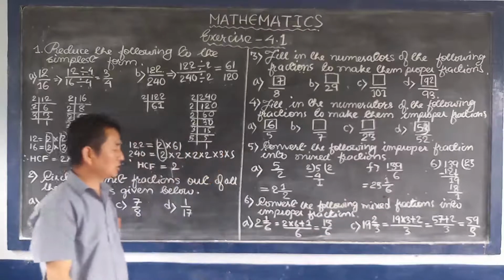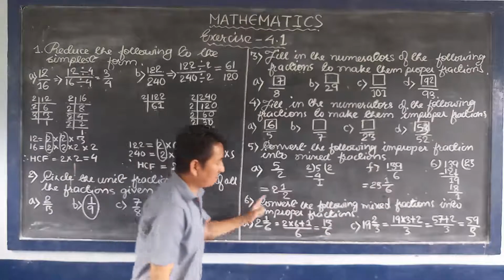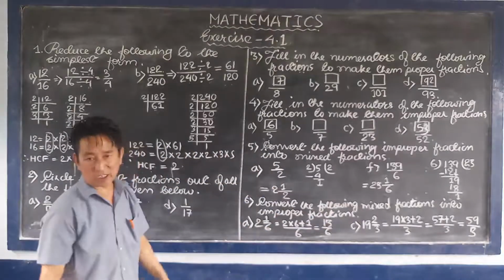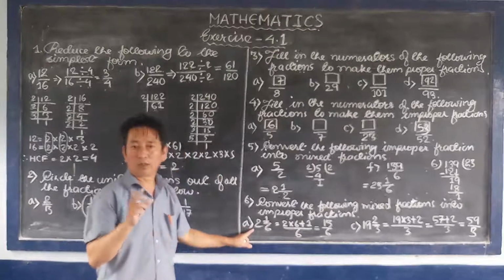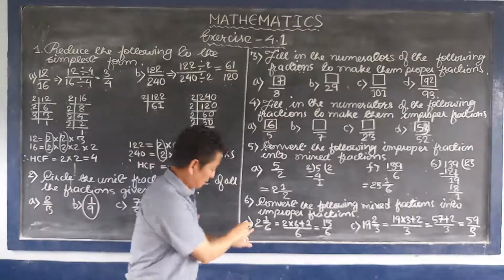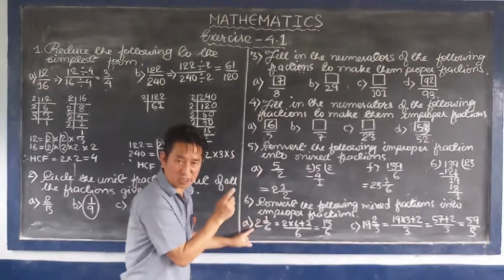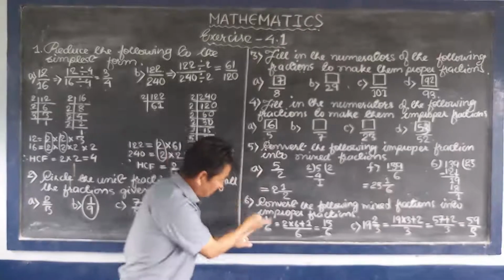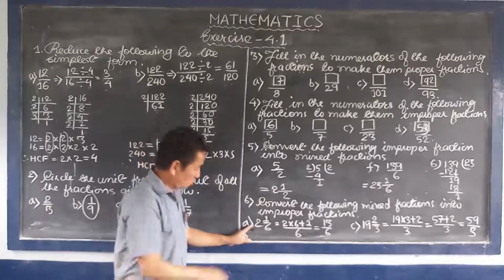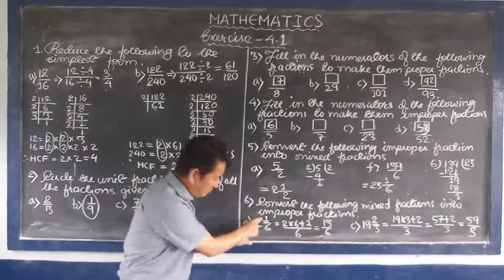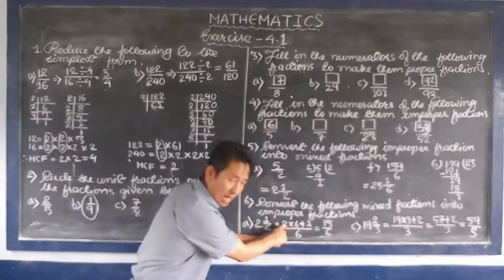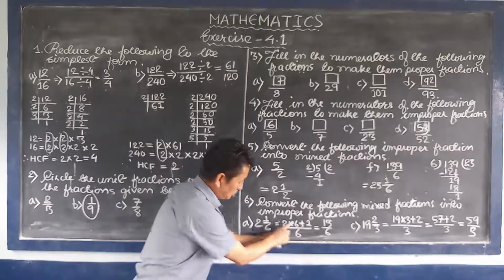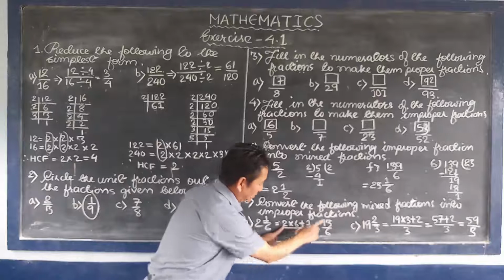Now last one here, question number 6. Convert the following mixed fraction into improper fraction. First here you can see, a mixed fraction is a fraction which consists of a whole number and a proper fraction. 2 is the whole number, 1 by 6 is the proper fraction. So this is 2 into 6 plus 1 by 6. So 2 is multiplied by 6. 2 into 6 plus 1. So 6 2s are 12, 12 plus 1, 13.